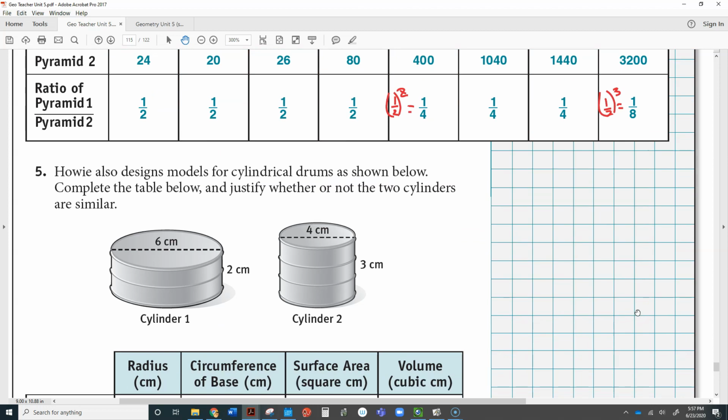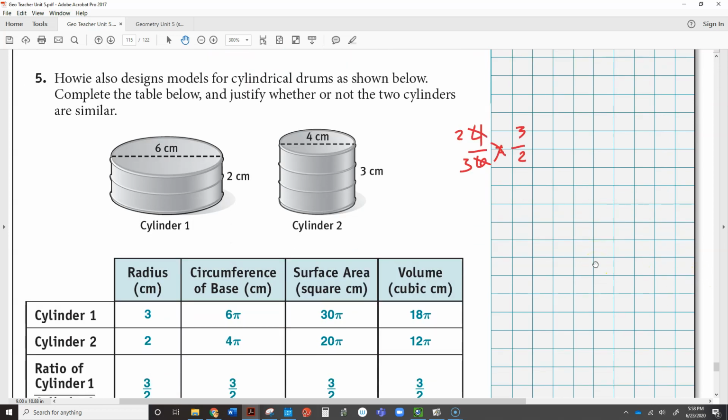Okay, he finds out that these are not proportional because you compare 4/6, and then you compare 3/2, and 4 on top, 4/6. You reduce this by 2, and you reduce that by 2, and you get 2/3 is equal to 3/2. So that's not right. So these are not going to be similar.